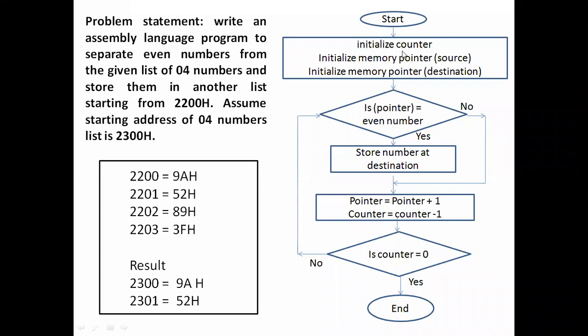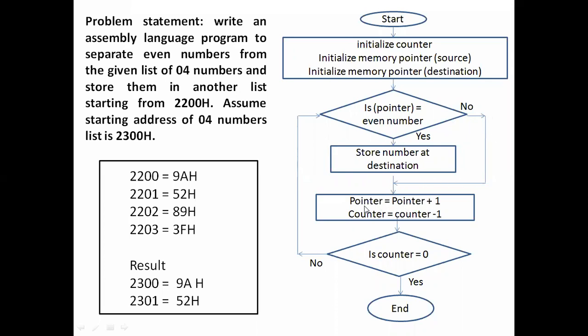One is the counter, another is the source pointer from where you have to read the data and test it. And then once you find that the number is an even number, you need to put that number into a certain other memory location, that is the destination pointer. So 3 initializations are to be done. Then we check whether the number which we are going to read from the source is an even number or not. If it is an even number, we will store that number at the destination. But if it is not an even number, we will come and check the next number.